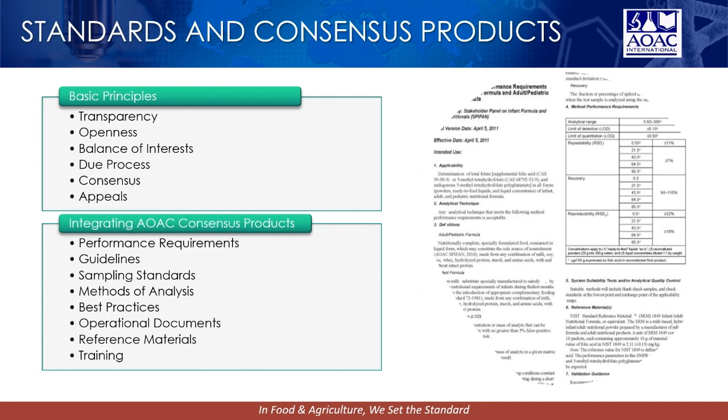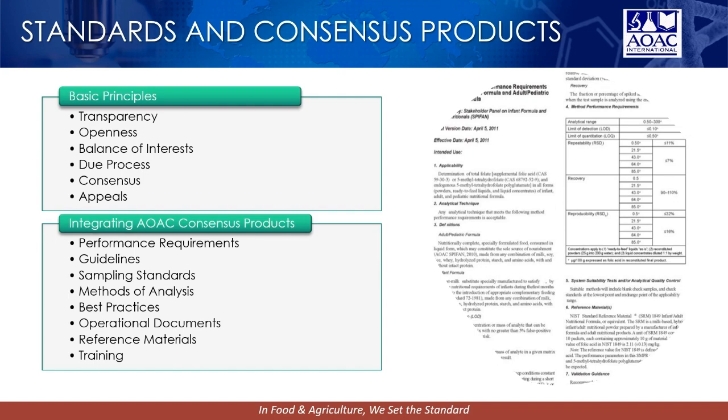AOAC's basic standards principles include transparency, openness, and the balance of interest. So things may come into the analytical solutions forum and be shaped into a project that will then require the use of these basic standards and consensus principles, which include transparency, openness, balance of interest, due process, consensus, and appeals.